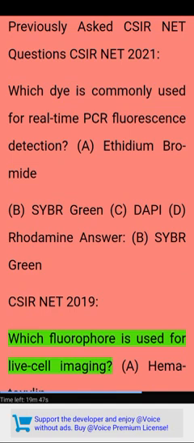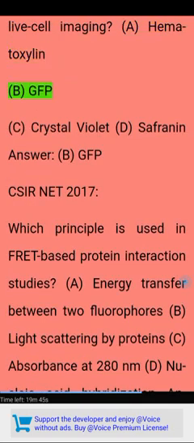Which fluorophore is used for live cell imaging? A. Hematoxylin. B. GFP. C. Crystal violet. D. Safranin. Answer: B.